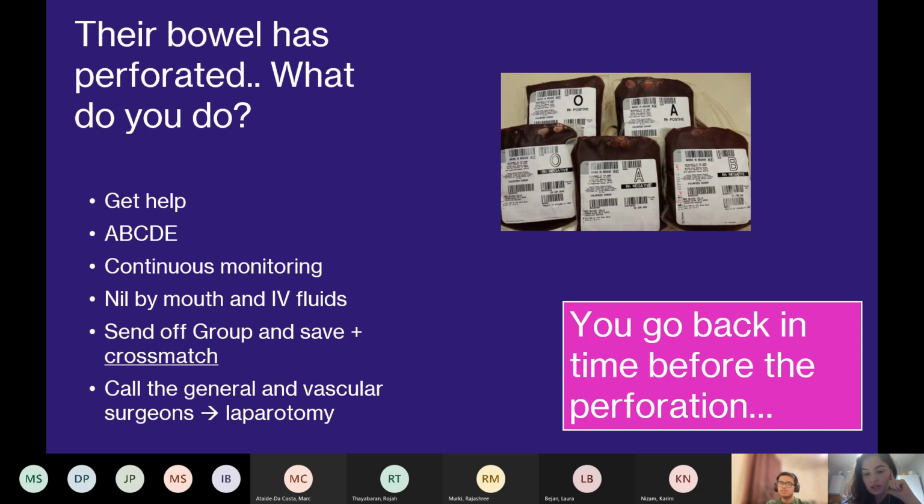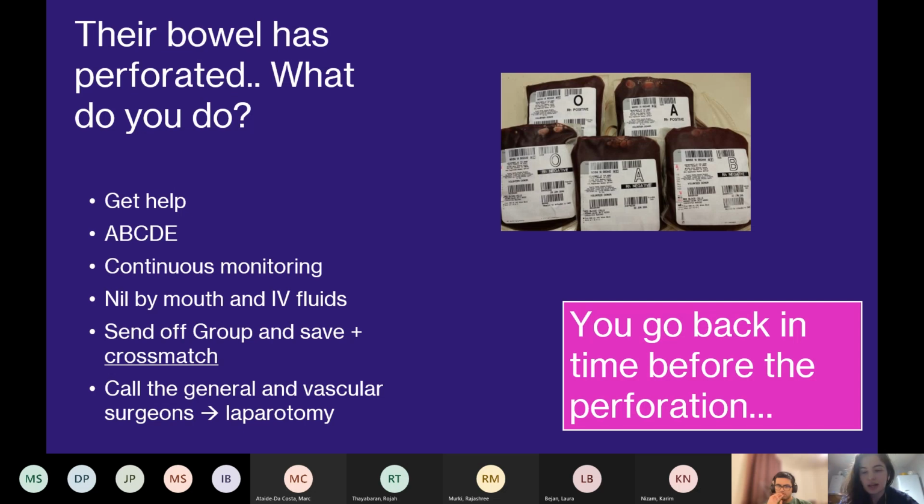So if they've perforated, they're going to need to go to the surgeons. And if they're going to have an open laparotomy and all of the demands of that, what are some great things that you can do that the surgeons are definitely going to ask for? So yeah, give fluids and antibiotics. They're going to be releasing anaerobes all into their abdominal cavity. It's just going to be everywhere.